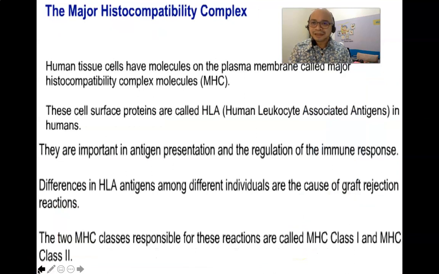So the major histocompatibility complex has molecules on the plasma membrane. Human tissue cells have molecules on the plasma membrane, and we call it the MHC. These cell surface proteins are called HLA in humans. As I've told you in the previous slides, they are important in antigen presentation and even in the regulation of the immune response. Because of the differences in our HLA, graft rejection during organ transplantation takes place.